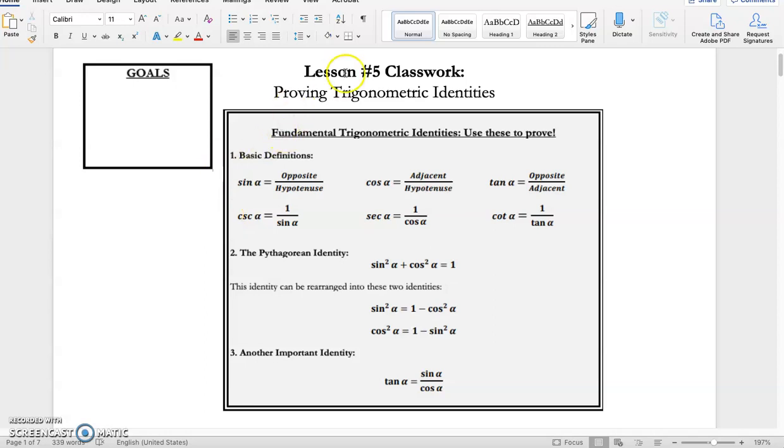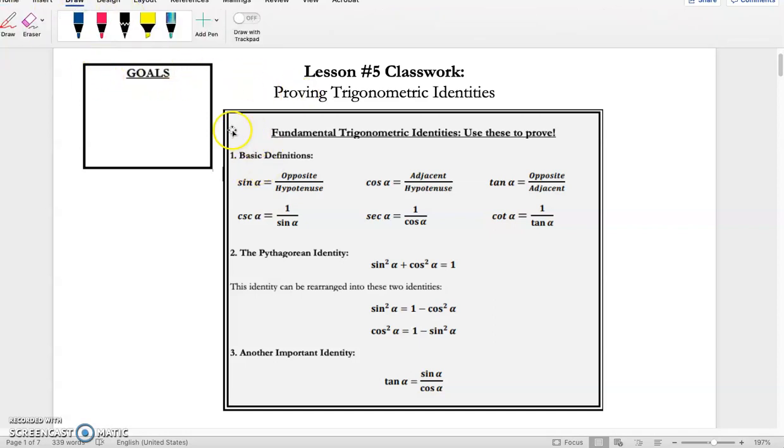Hey guys, Ms. Rivera here, and today we are going to prove trigonometric identities. And to do that, we are going to recall our basic definitions.